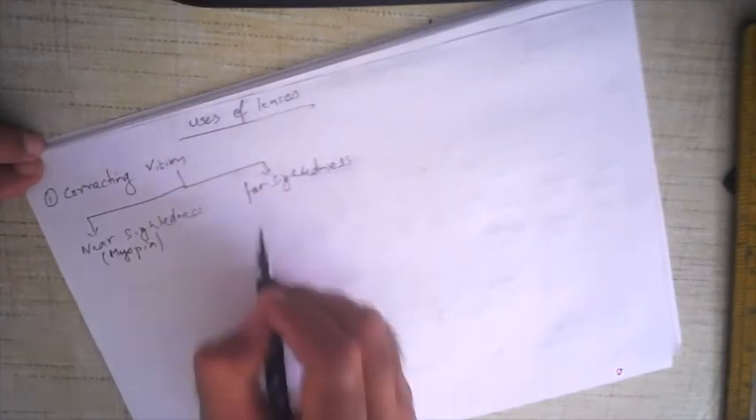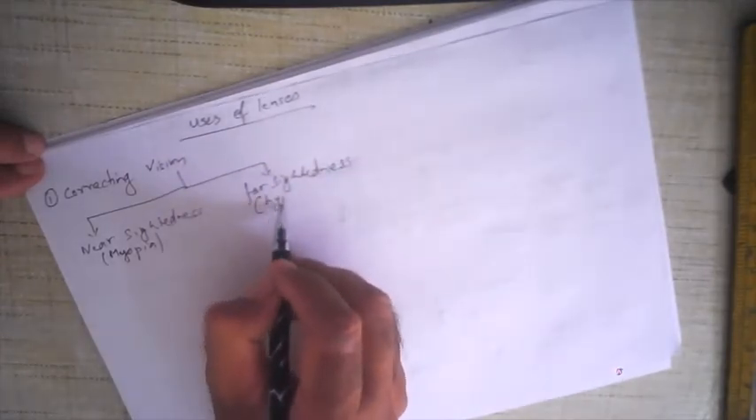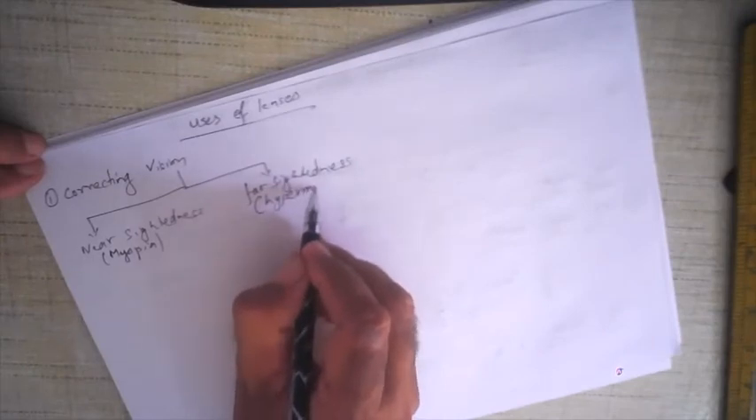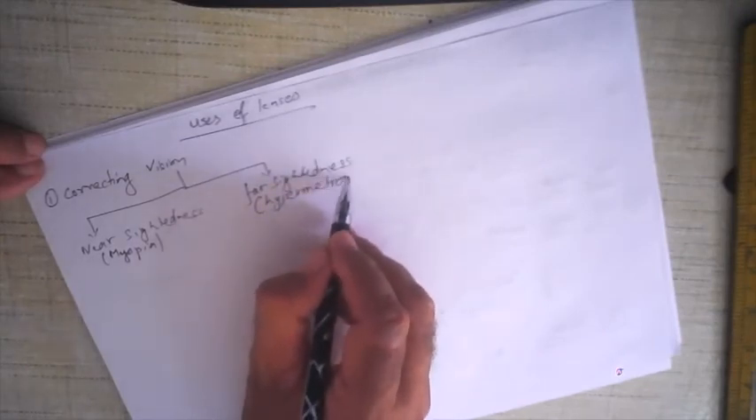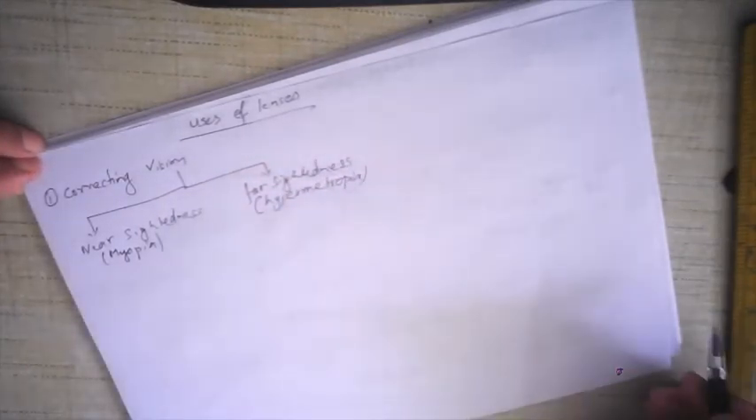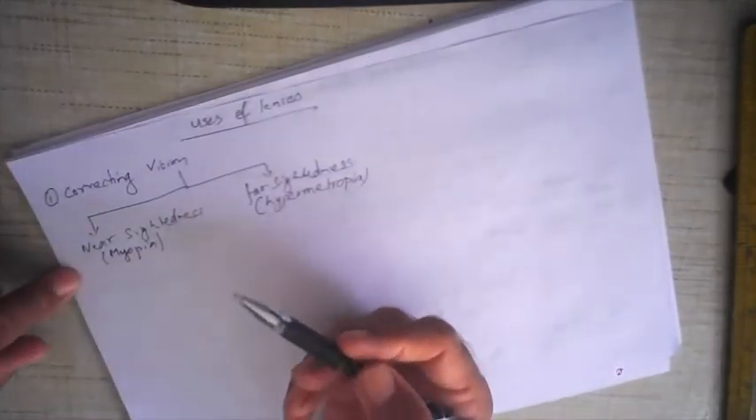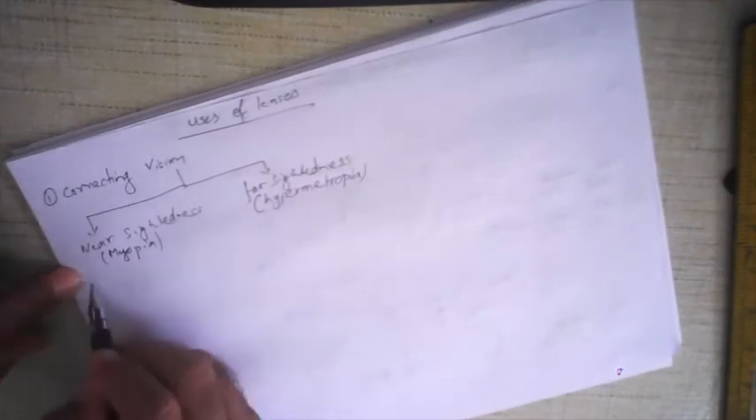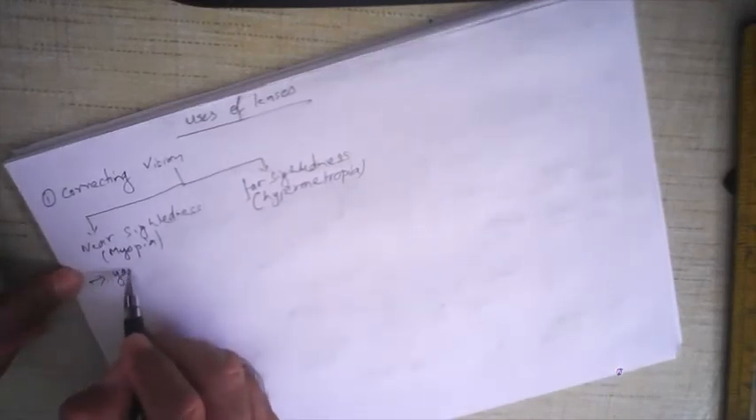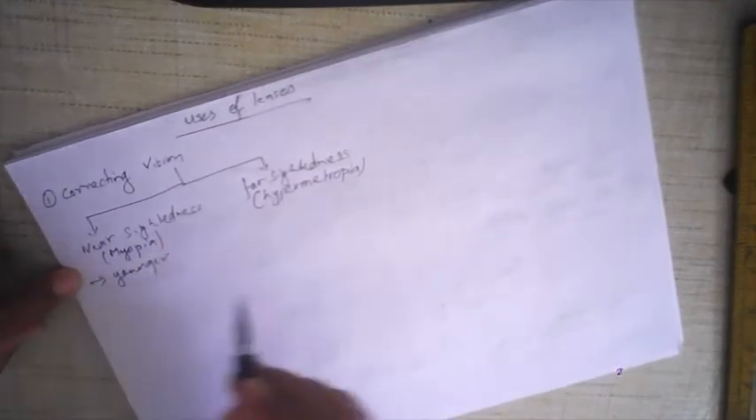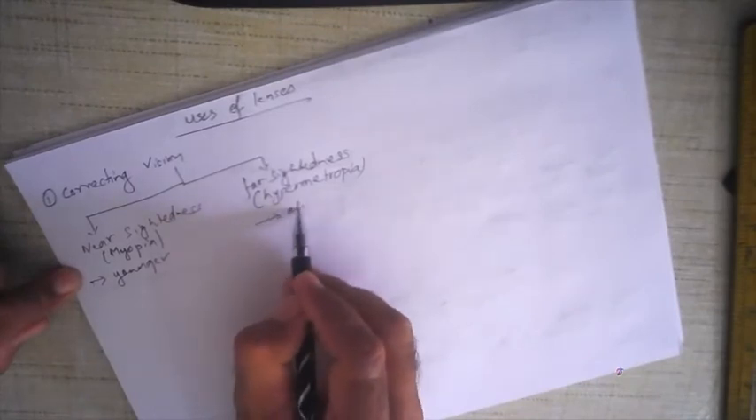Farsightedness, in scientific language, is called hypermetropia. Nearsightedness, farsightedness. What is the meaning of myopia or nearsightedness? This is mostly seen in younger people, and farsightedness is seen generally in older people.